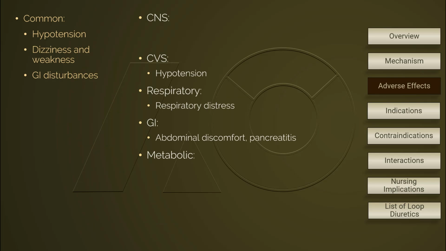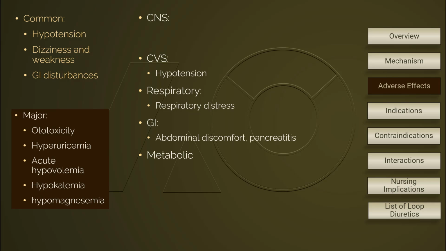Among all adverse effects, we are going to focus on these 5: ototoxicity, hyperuricemia, acute hypovolemia, potassium depletion, and magnesium loss. Ototoxicity. Loop diuretics can cause reversible or permanent hearing loss. The risk of hearing impairment increases, especially when using loop diuretics with other medication that is ototoxic. Many medications have ototoxic properties, including aminoglycosides, salicylates, NSAIDs, quinine, etc. Ethacrynic acid is highly associated with deafness.